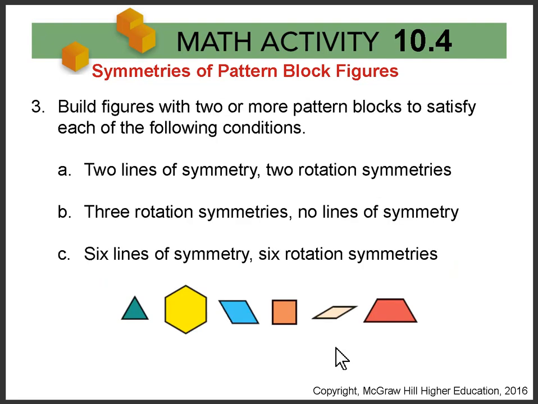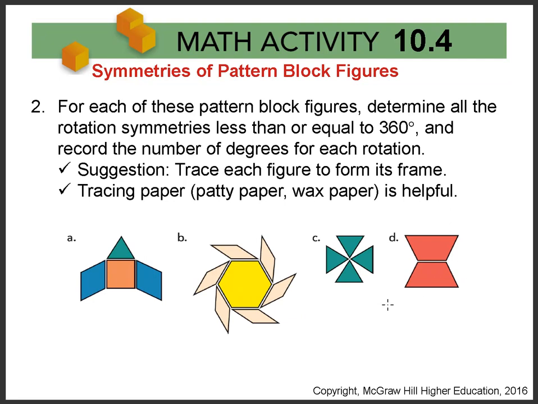In question 3, we combine these ideas and ask you to build figures with 2 lines of symmetry and 2 rotational symmetries, 3 rotational symmetries and no lines of symmetry, 6 lines of symmetry, and 6 rotational symmetries. Notice here in question 2, when you have this pinwheel orientation, that this really helps you create figures without lines of symmetry.